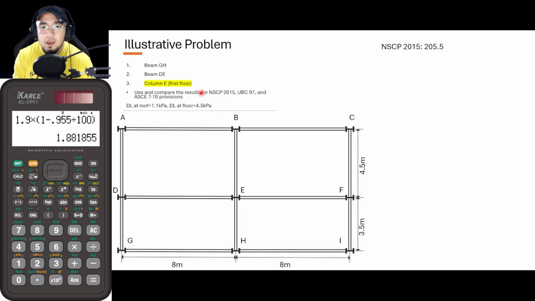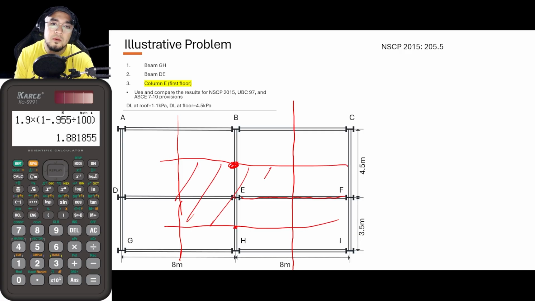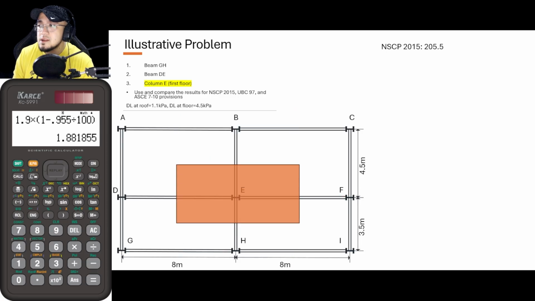So for column E, that is this particular column here, we would be solving for its tributary area. For its tributary area, guys, basically we would just be getting half of this span, and also half of this span. And then for the vertical part, that is half of this span here, and half of this span. Okay? So basically, this is the tributary area. Let me just erase that. And basically, this is the tributary area of column E.